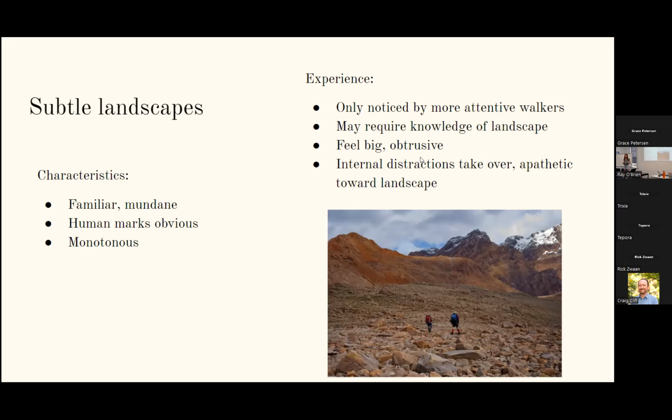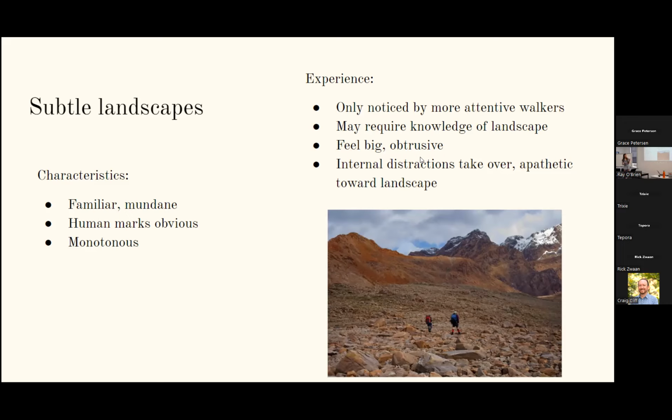Rather than feeling small, you feel quite obtrusive. You really get that sense of trampling, and I think that feels a bit uncomfortable to people, and they don't like to think of the landscape as being a living being, and that's the case. Might also require a bit more knowledge of the landscape in order to have that connection.